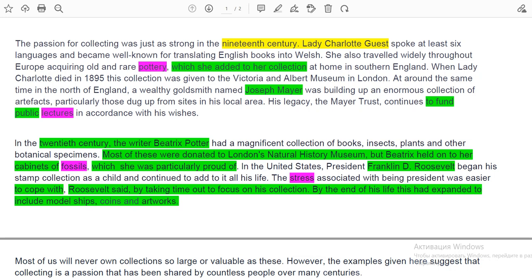Roosevelt, the United States president, began his stamp collection as a child and continued to add to it all his life. The stress is our word, stress, not distress, because we need to use one word only. Stress associated with being president was easier to cope with, Roosevelt said, by taking time out to focus on his collection. By the end of his life, this had expanded to include model ships, coins, and artworks.